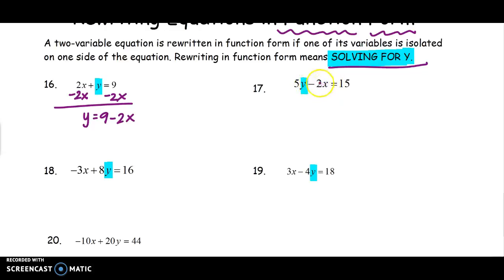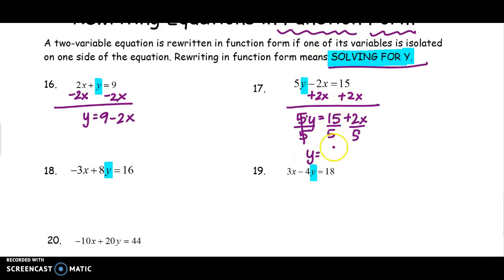Looking at 17, again, first step is to get rid of the x. We have a negative 2x, so let's add 2x to both sides. You get 5y is equal to 15 plus 2x. You still have something being multiplied to y. So because of this, we have to add one more step, and it's to divide by that 5. Remember, what you do to one side, you have to do to everything else. So we have y is equal to, we have to always look to simplify, 15 divided by 5 is 3, plus 2/5 x does not simplify, so that's what stays.